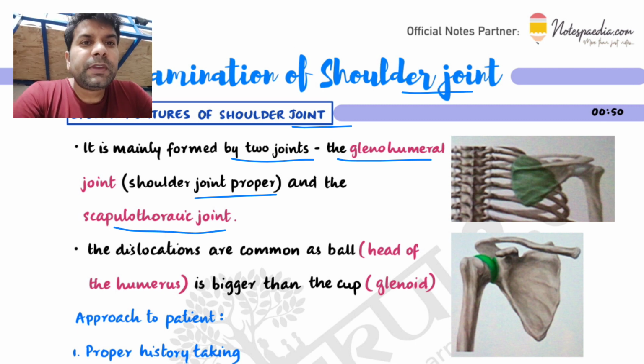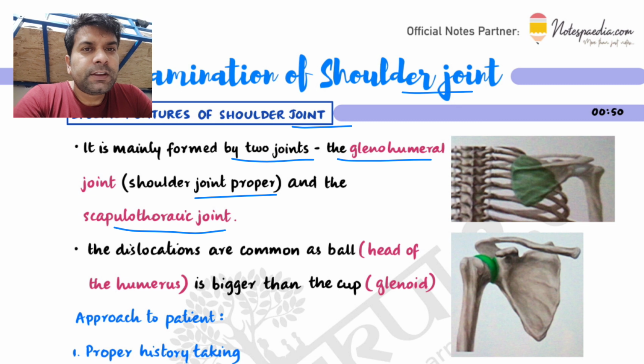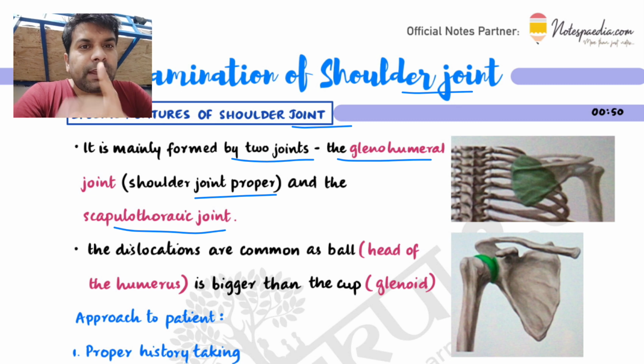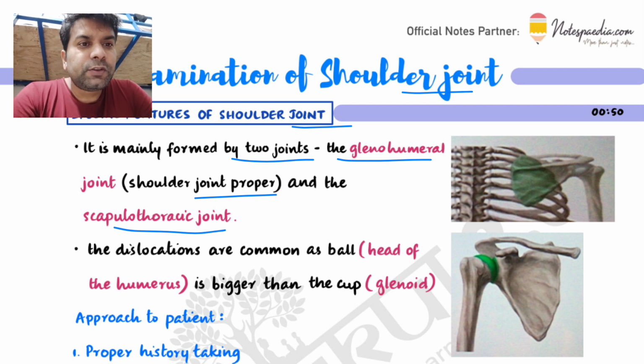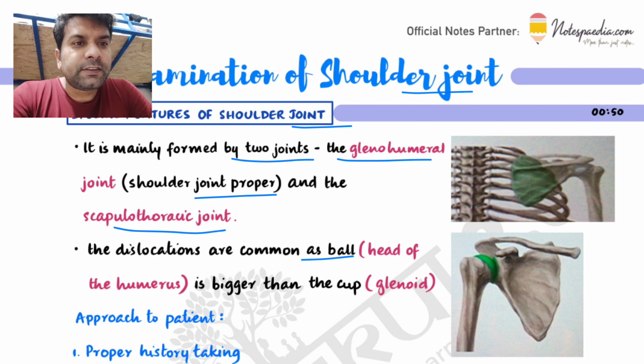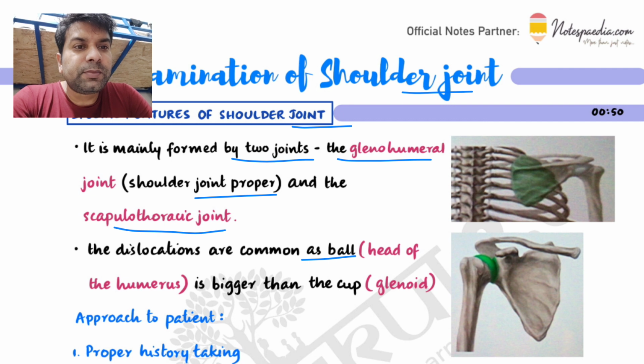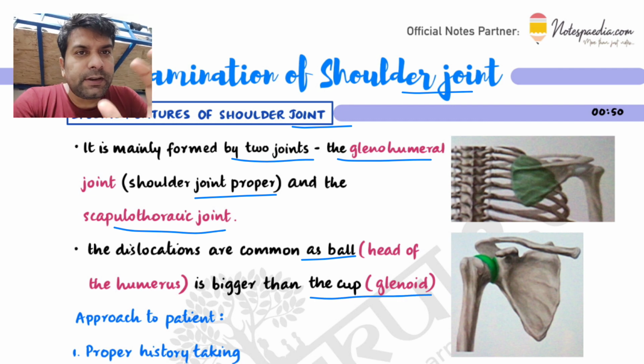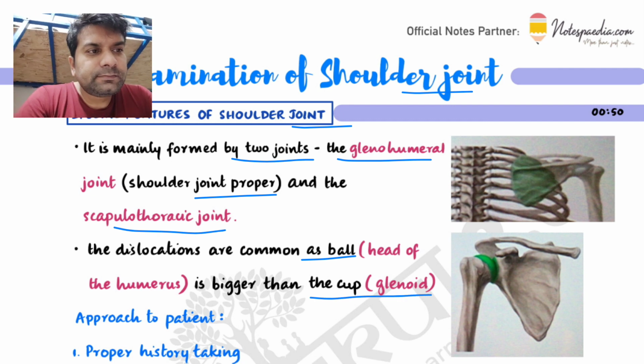Once more, it is mainly formed by two joints, glenohumeral joint and scapulothoracic joint. The dislocations are common as the ball head of humerus is bigger than the cup glenoid. Okay.